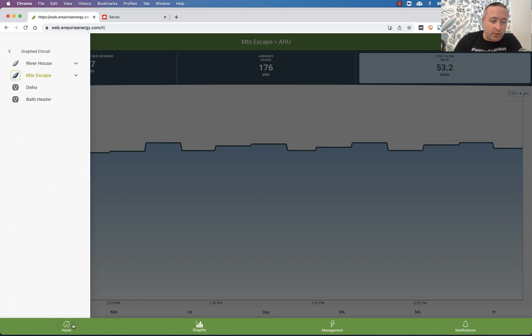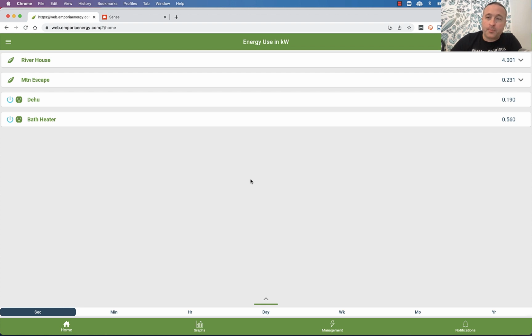Let's see here. I want to get back to home. There we are. While their phone app is quite good and mirrors a lot of this, things are a little bit easier to see in some ways on the web app. So here's Mountain Escape, that's our house in West Virginia. And the river house is up in Ohio. It's right on the Cuyahoga River, hence the name.